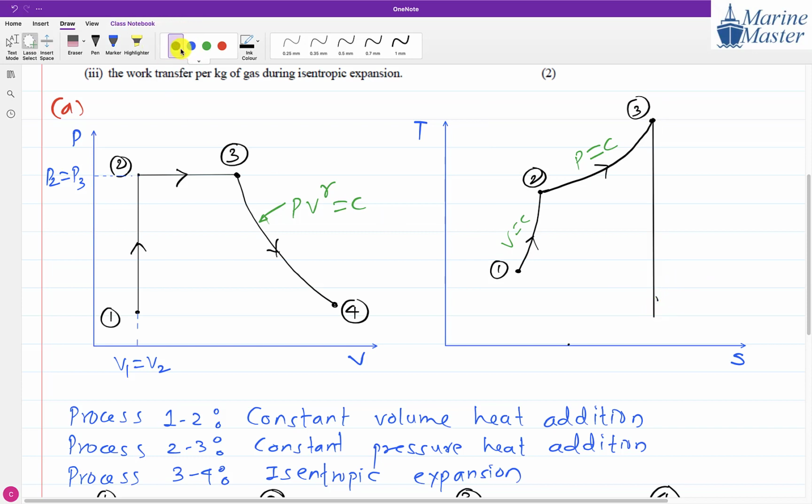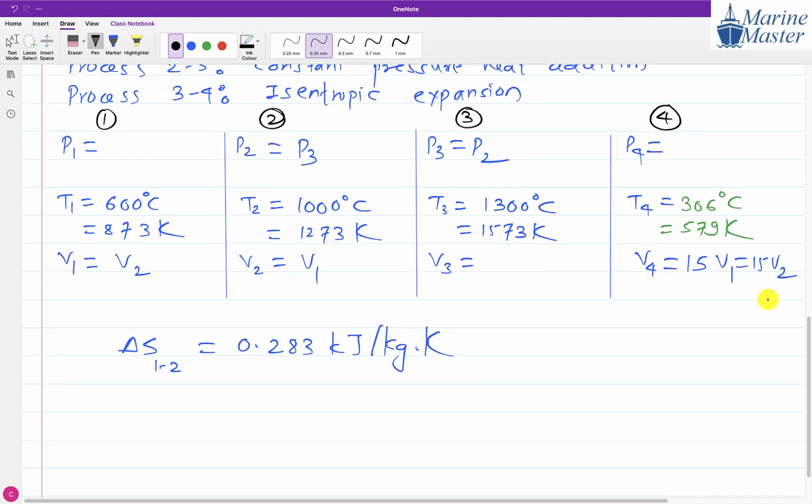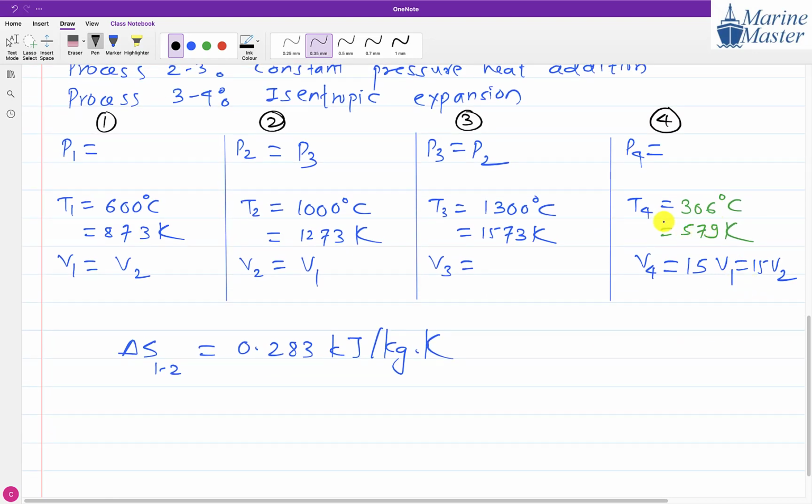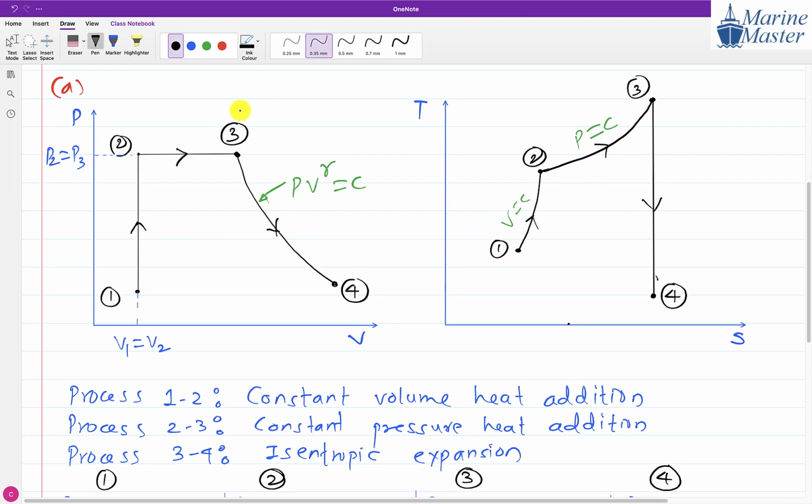So here we will have point 4, and the temperature of point 4 is less. How do we come to know that? Over here it is 306, and point 1 is T 873. So if we extend this dotted line further, what we will get? S3 is equal to S4. Are you getting my point? So now, before going further, please draw the TS diagram.